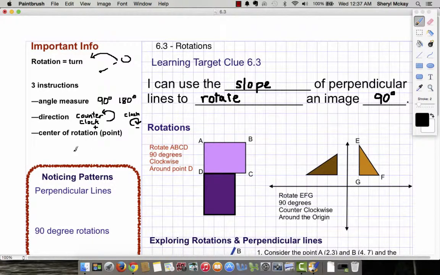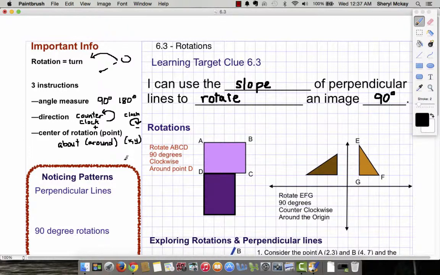And the last thing that you're going to need to know when completing rotations is the center of rotation, and that's usually a point on the coordinate plane. So it will say rotate about or around. Sometimes it'll say around or about, then a point, X, Y. All right, so those are important things to know, and you're going to need to always look for those three pieces of information.